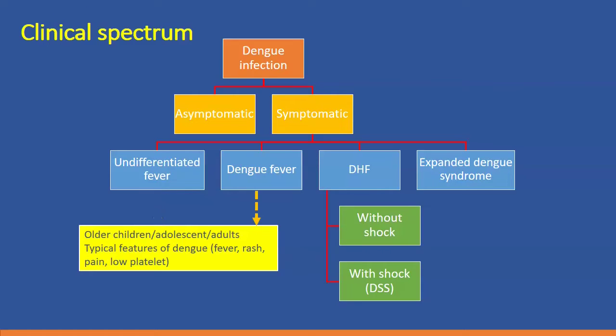Dengue fever, classical dengue fever, presents in older children, adults, and the adolescent age group, with typical fever of dengue, low platelet count, high grade fever with chills, rigors, retroorbital pain, myalgia, etc. are seen.